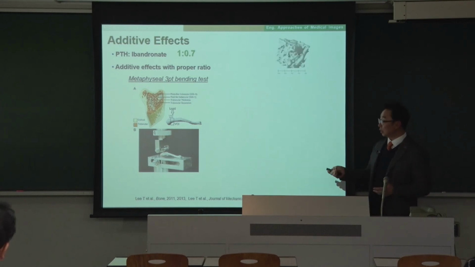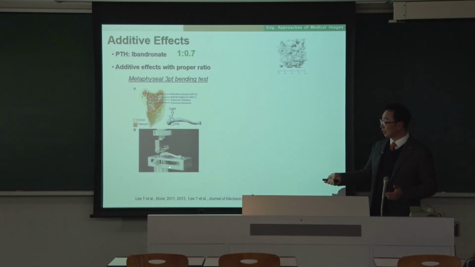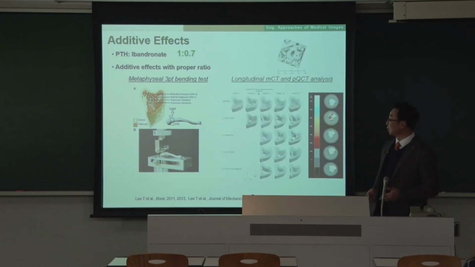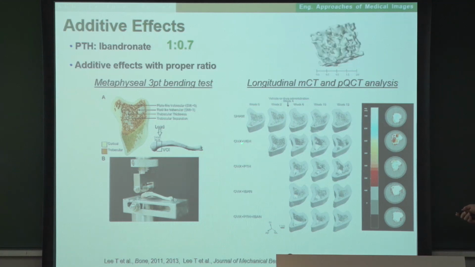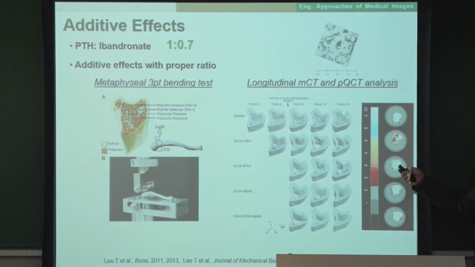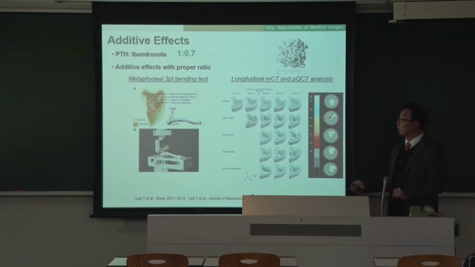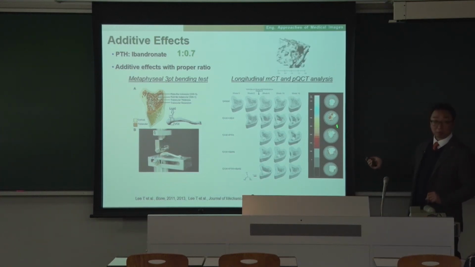And then of course, we did the mechanical testing with the 3-point bending. We made our own jig, custom made for the rat tibia, and then we did the micro-CT and pQCT analysis. As you can see, this is the sham, ovariectomy, PTH, ibandronate, and combining those two together. So this is the cross-sectional view. So our result shows that over 12 weeks, with the type A medicine and type B medicine, this is A and B, it really works by using micro-CT or pQCT.